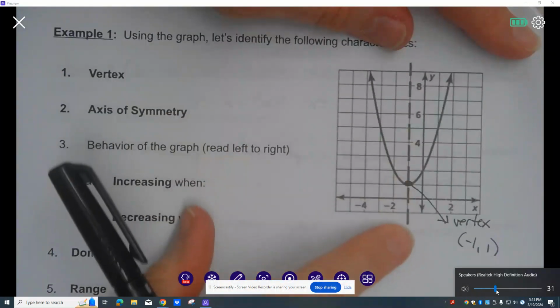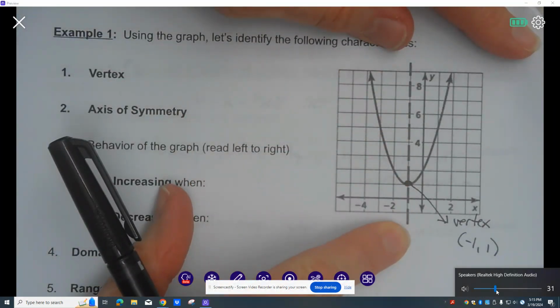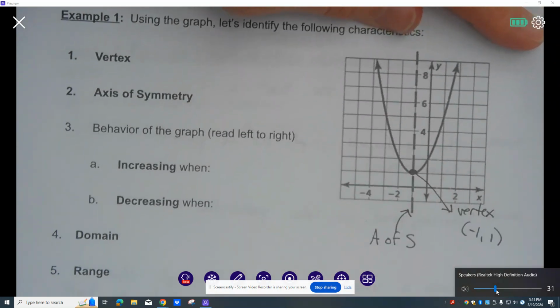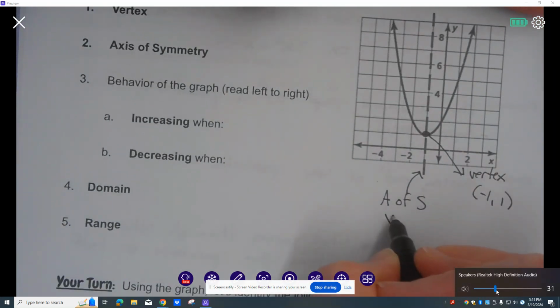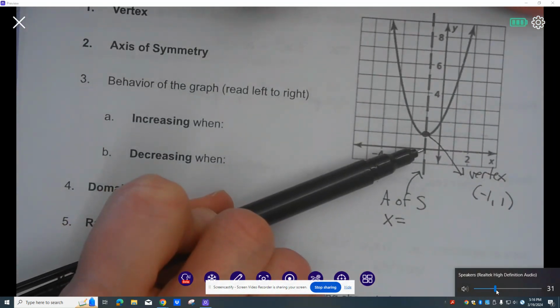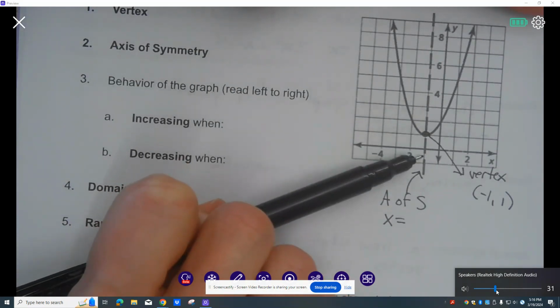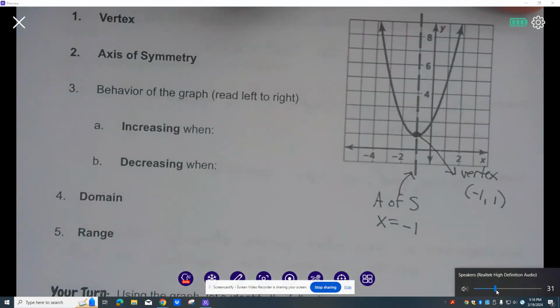The axis of symmetry is the line that passes through the vertex. It's right there, so it's already drawn. I abbreviate axis of symmetry like that. It is a vertical line, so we have to write x equals, and the x value that it goes through is -1. Every single point on this line has an x value of -1. So x equals -1 is the equation for the axis of symmetry.